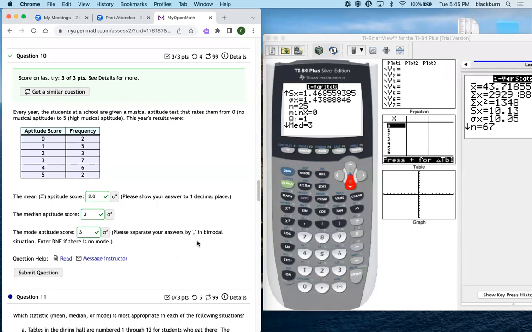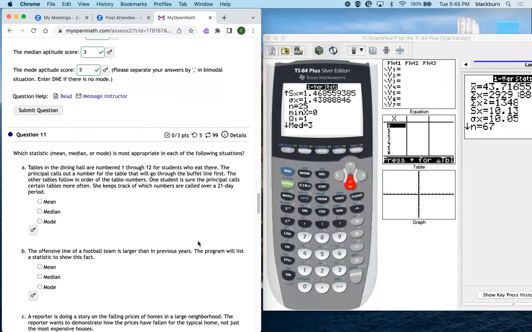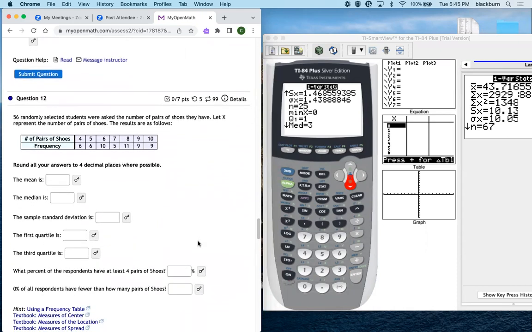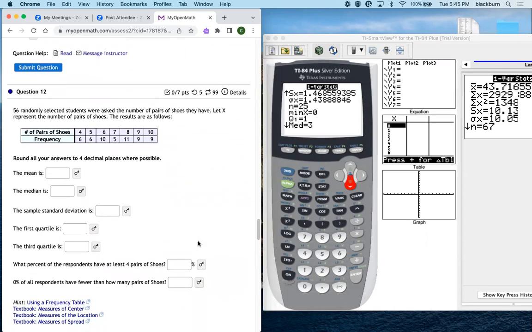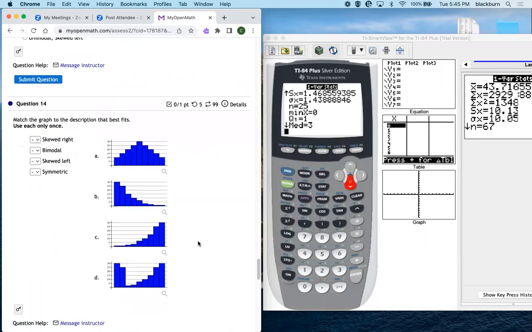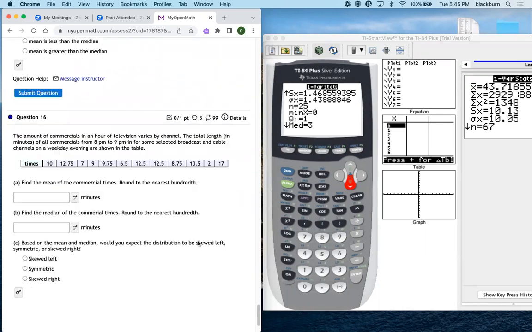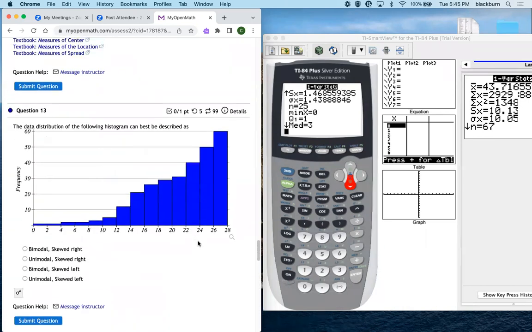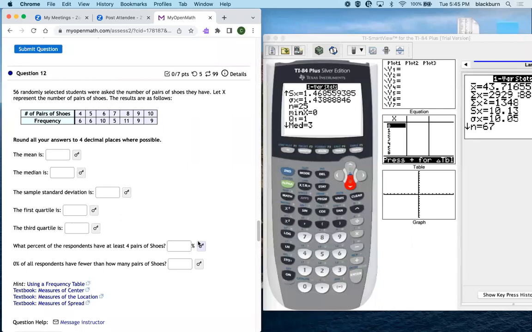Number 11, I'm going to let you think about that one. 12, let's see, which one should I? Let's do this one together, and then we're going to move on to chapter 3. So 56 randomly selected students were asked the number of pairs of shoes they have. Let X represent the number of pairs of shoes. The results are as follows.